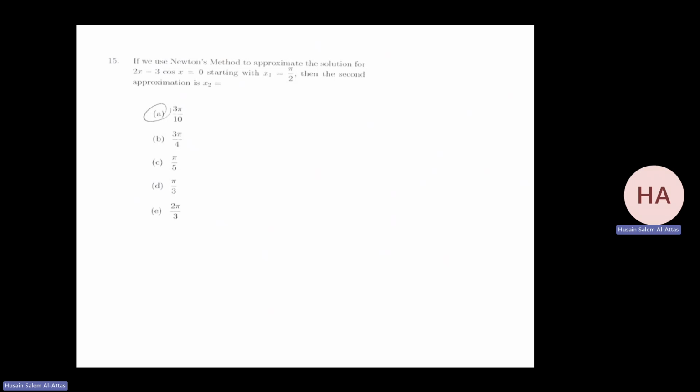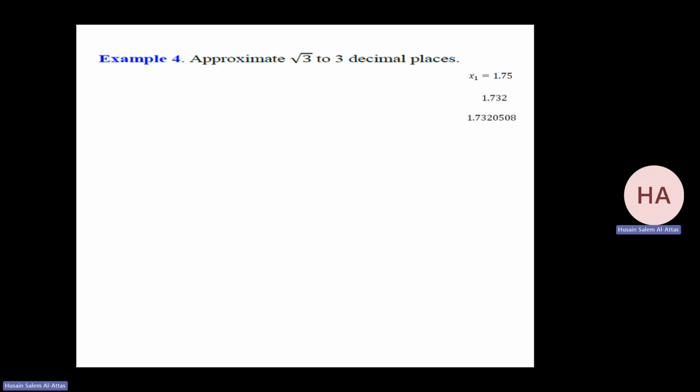Before I go to the old exam questions, let us do this question. Approximate the square root of 3 to 3 decimal places. I don't have a function. What shall we do? But we notice if I write x equals square root of 3, then I can square it.